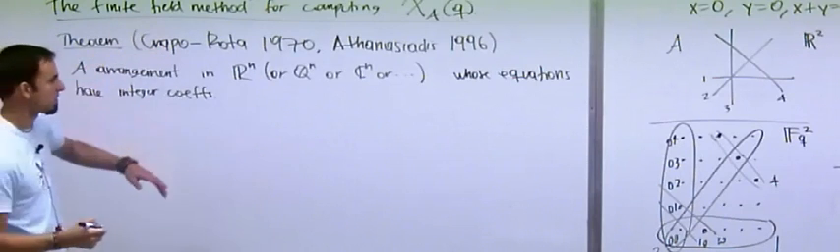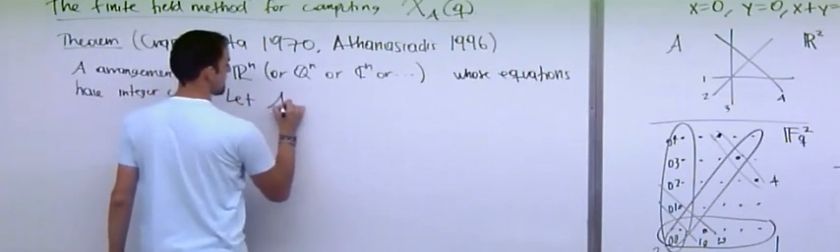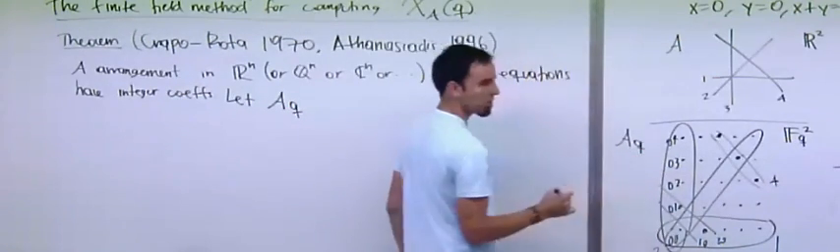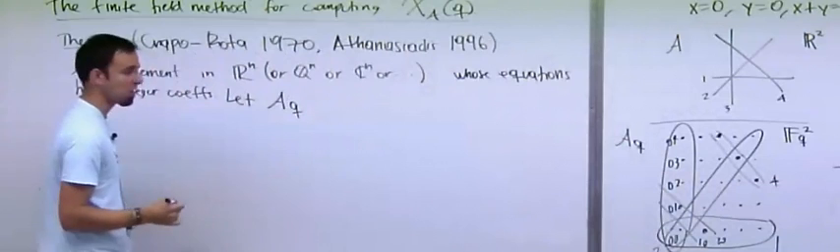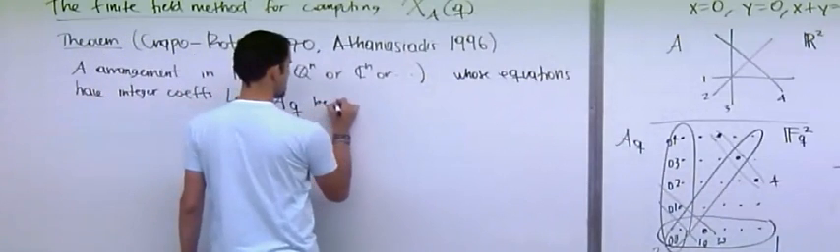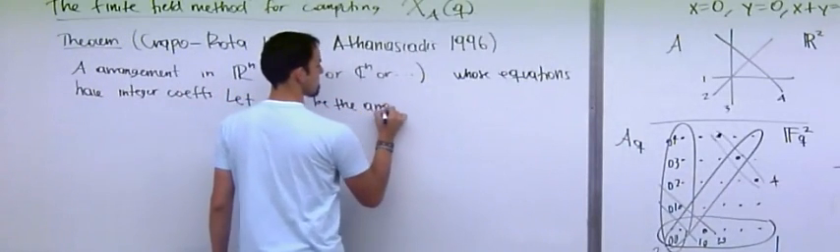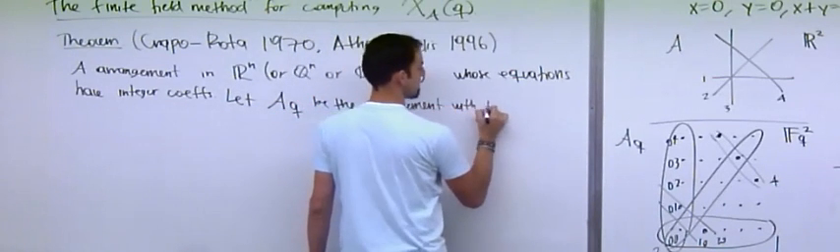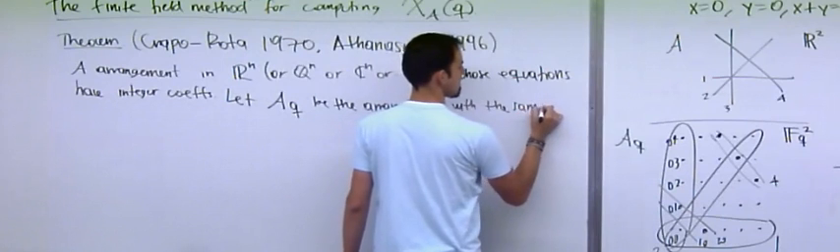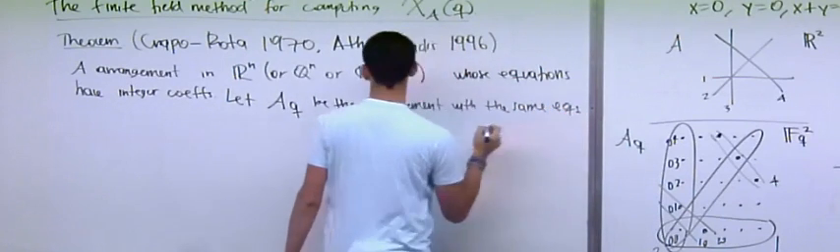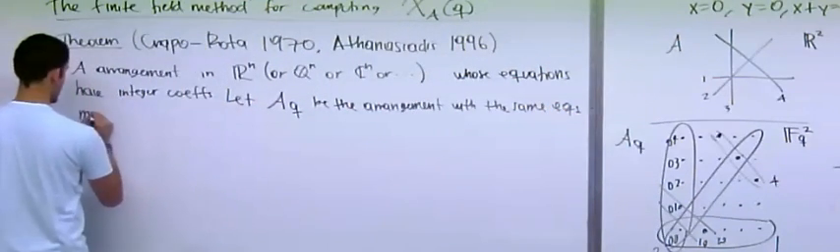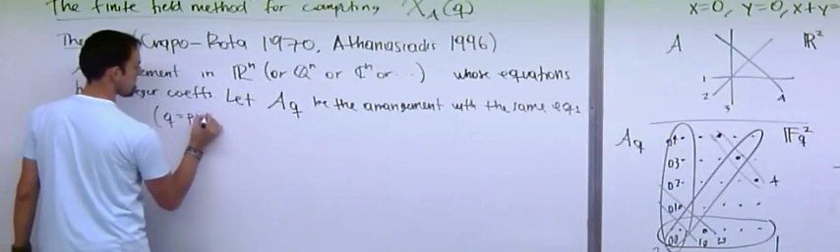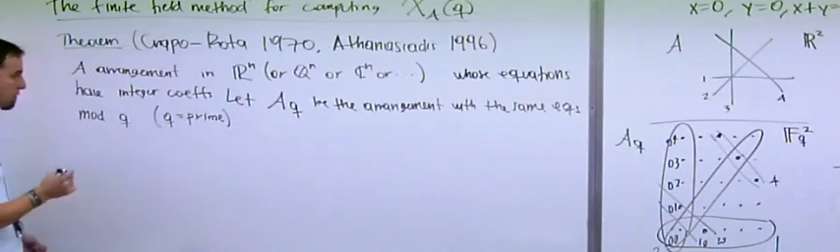And so let's do that. Let's call this second arrangement A sub Q. Just A sub Q is the arrangement that you get by interpreting the same equations mod Q. The arrangement with the same equations mod Q, where Q is some prime number. Okay.